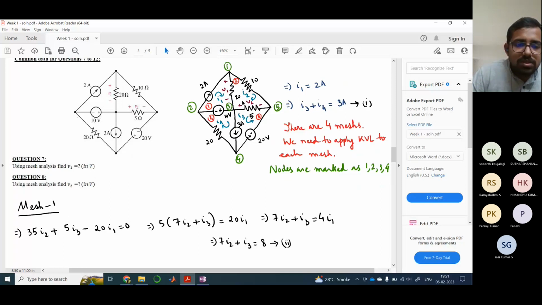So if we solve this mesh 2 here, this is the current direction of the current I2 that I have chosen. It is flowing in clockwise direction. We have these three resistances, 20, 10, and 5, and I2 is flowing through each of these. So this would be nothing but 10 I2 plus 5 I2 plus 20 I2, so I have 35 I2. And the I3 that I have chosen here, its direction is the same as that of I2, right?